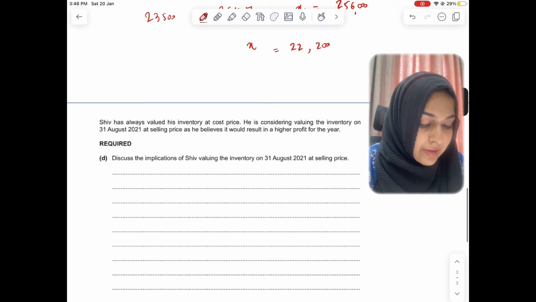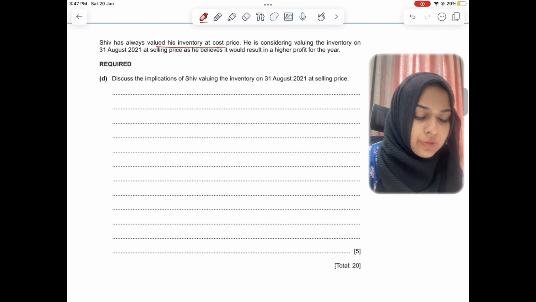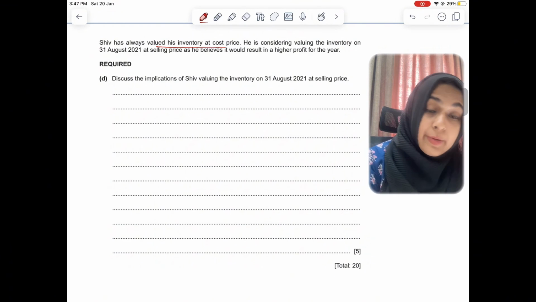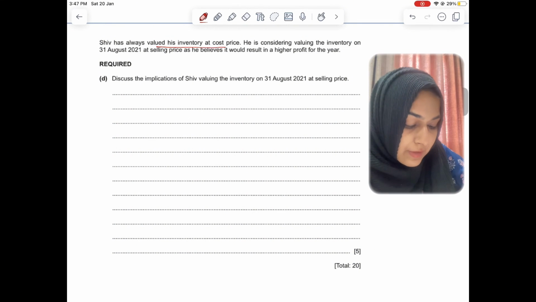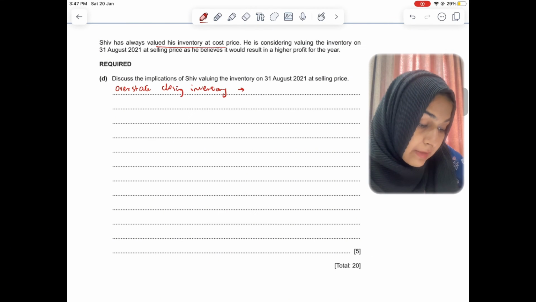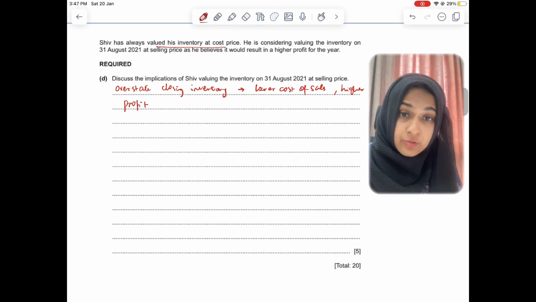In the next part, they are asking: Shiv has always valued his inventory at cost price. He's considering valuing the inventory on 31st August 2021 at selling price, as he believes it would result in a higher profit for the year. It is true that when you overstate closing inventory, your profit is also overstated. Overstating closing inventory results in a lower cost of sales, which means you have a higher profit for the year. But is this higher profit going to be true and fair?